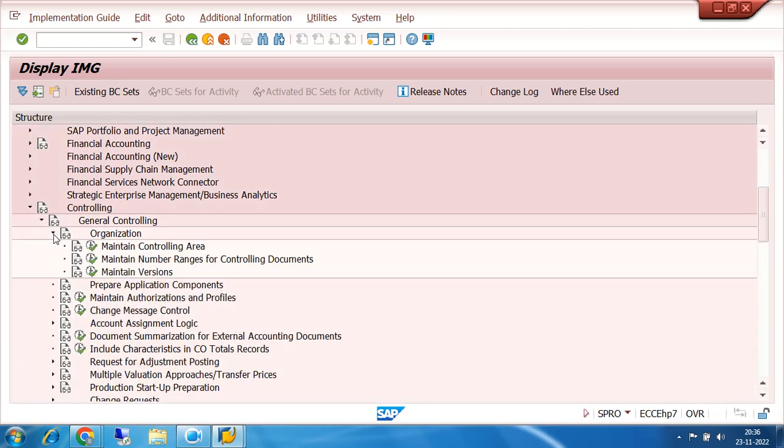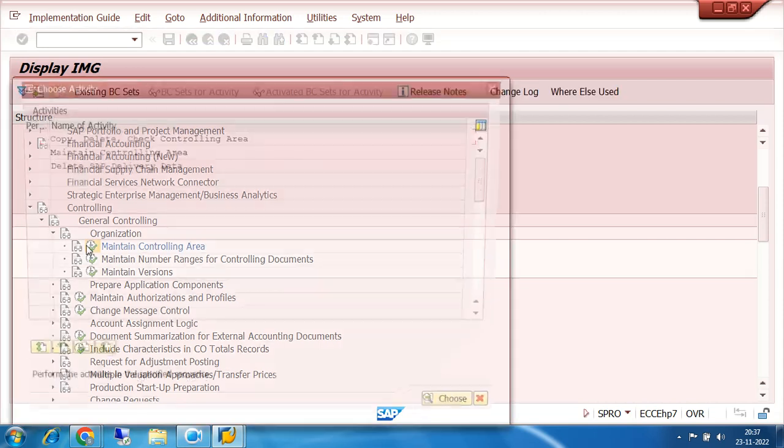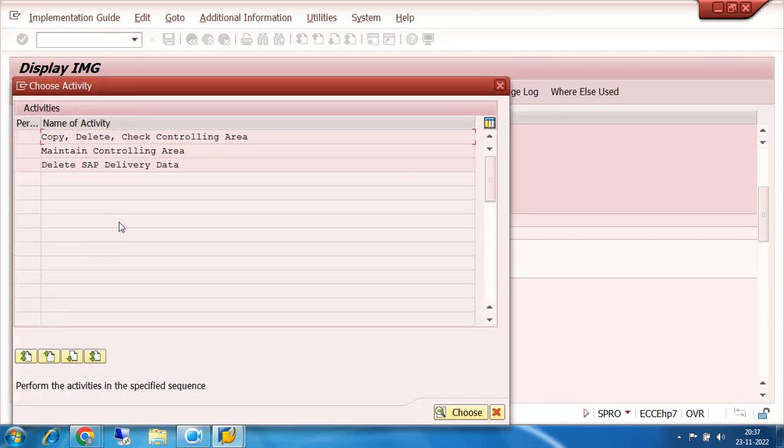See, in financial accounting, company code is the most important organizational object, right? Similarly, in costing, the most important organizational object is controlling area, right? Under the controlling area, we do the costing. So controlling area is the first organizational object we have to create or maintain, right? So we have already maintained the controlling area.